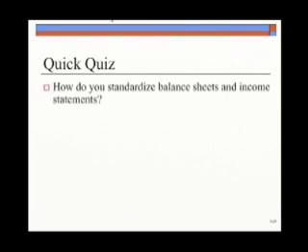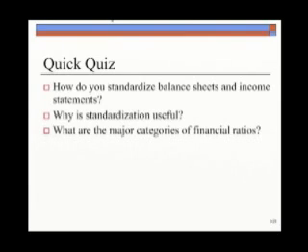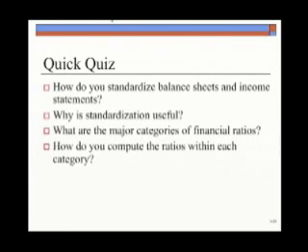How do you standardize the balance sheet and the income statement? One of the first things we talked about in the slides today. Why is standardization useful? We talked about a couple of reasons that standardization is useful. What are the major categories of financial ratios? We talked about 5 major categories. You should know what those are. How do you compute the ratios within each category? You should be familiar enough. You should have them in your head. You may forget them, but I think one time you ought to have these committed to memory.